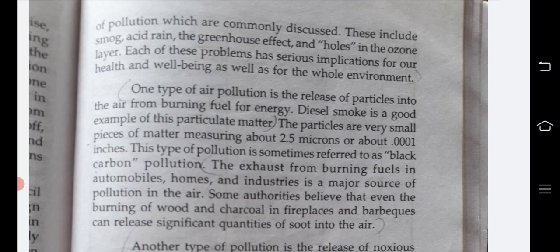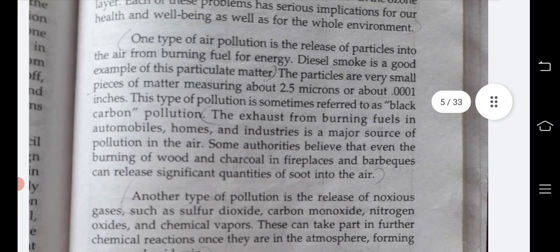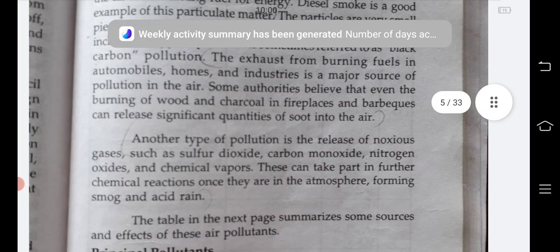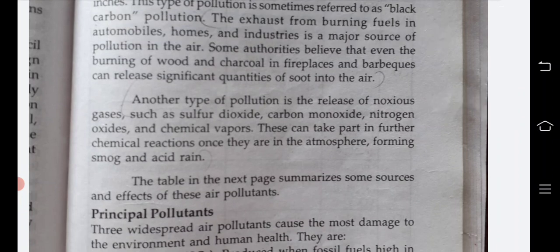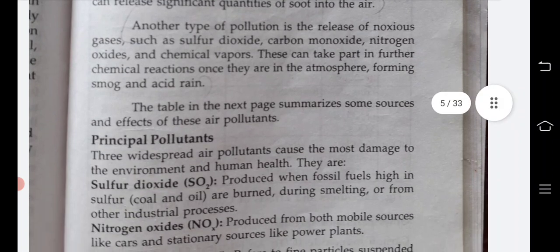The exhaust from burning fuels in automobiles, homes and industries is a major source of pollution in the air. Some authorities believe that even the burning of wood and charcoal in fireplaces and barbecues can release significant quantities of soot in the air. Another type of pollution is the release of noxious gases such as sulfur dioxide, CO2, SO2, carbon monoxide, nitrogen oxides and chemical vapors. These can take part in further chemical reaction once they are in the atmosphere, forming smog and acid rain. So this is another kind of the impact of pollution that can happen.